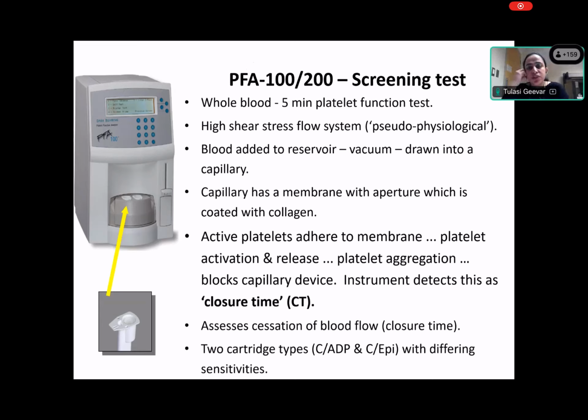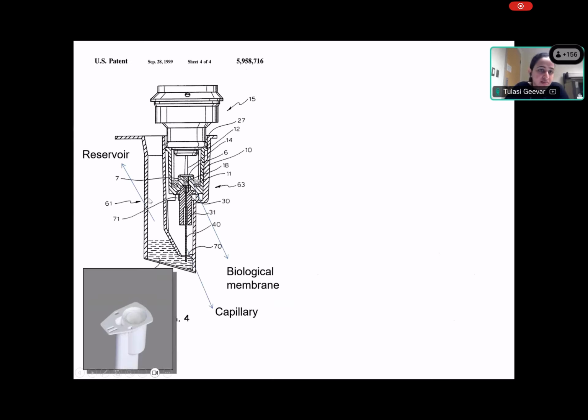Okay. So now, the other screening test for primary hemostatic disorders is the PFA-100 or 200. It's a standalone instrument where you can do the test with just whole blood, and it's a very easy test to do. It tries to mimic the physiological system. So this is the instrument, and this is a cartridge. There are two cartridges available, and this is the inside of the cartridge.